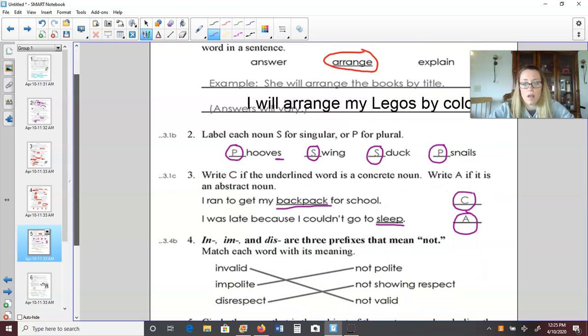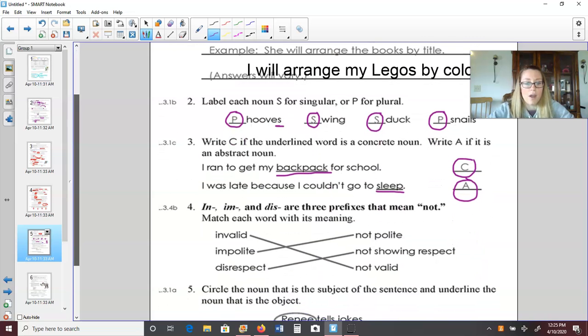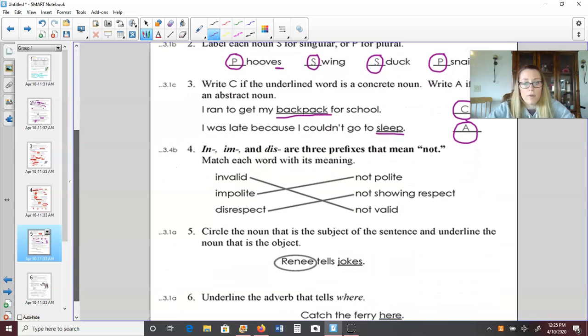Number 4, in, im, and dis are 3 prefixes that mean not. So they wanted us to match the word to its meaning. So if something is invalid, it means not valid. In means not. And you take the main word valid, so invalid means not valid.